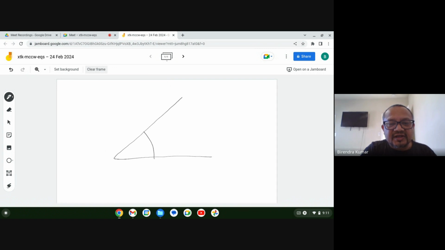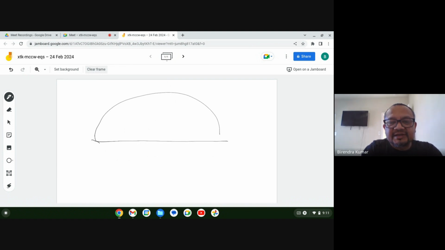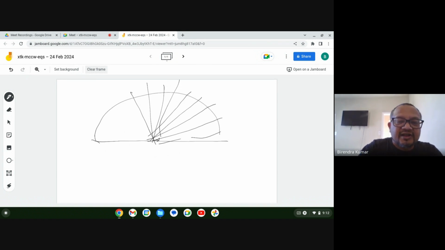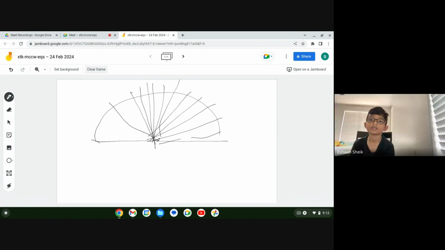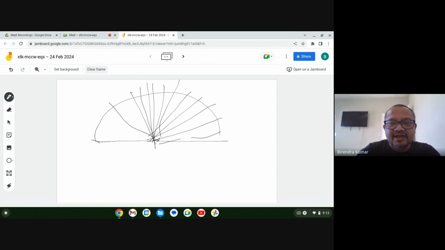One is this, where now there's a tool like this that you would have seen, like a semicircle, for measuring angles. That is called a protractor. Have you seen that before, Ishan? I think so. You would have seen it.